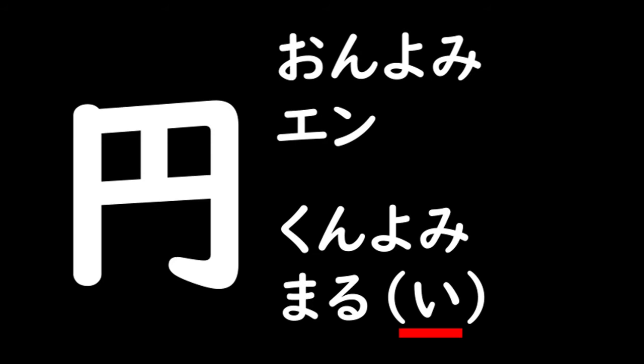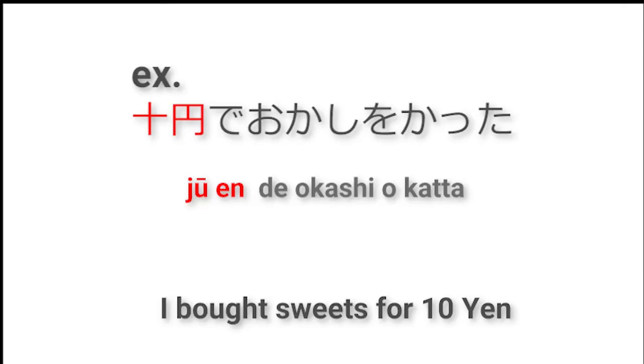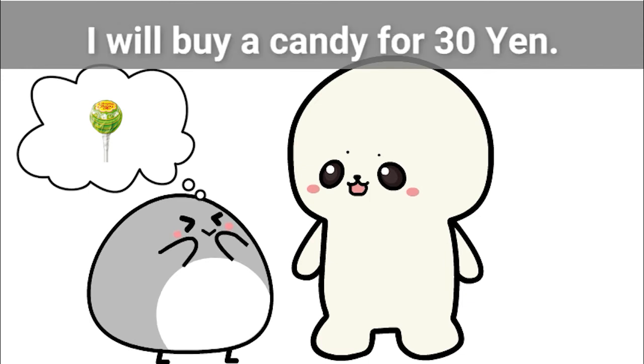Then let's look at some example words that use this kanji. The onyomi example is 10円, 10 yen. Yen is the Japanese currency. For example, 10円でお菓子を買った。I bought sweets for 10 yen. 30円でキャンディー買うよ。I will buy a candy for 30 yen.